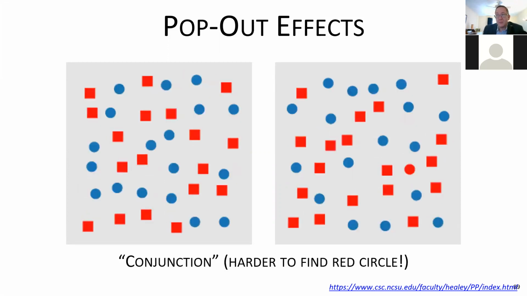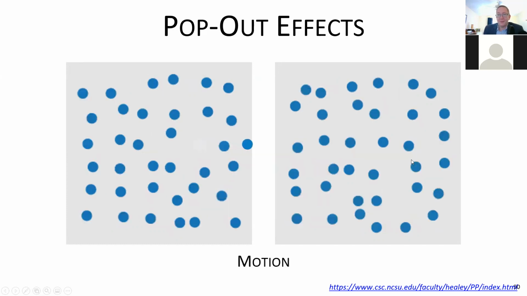Find the red circle. Find the red circle now. Now notice that you have to scan. You have to manually go through this thing until you find it. Other way, in case you're wondering, it's right here. Oh, wait. How did you know where I was looking? Motion. Pre-attentive. It pops out.